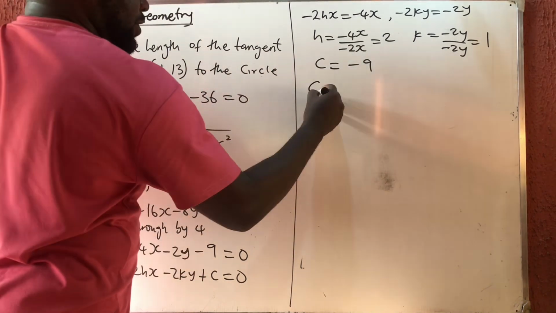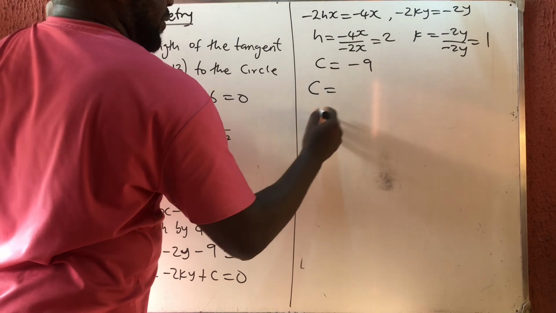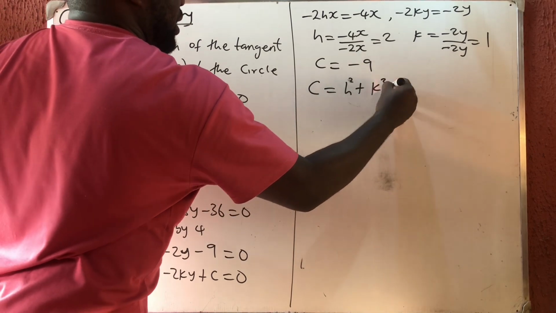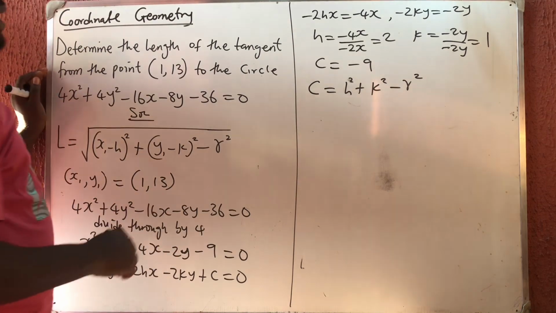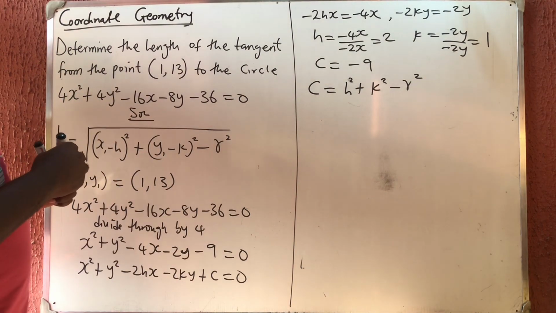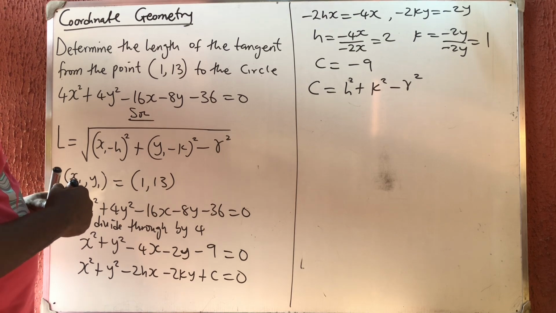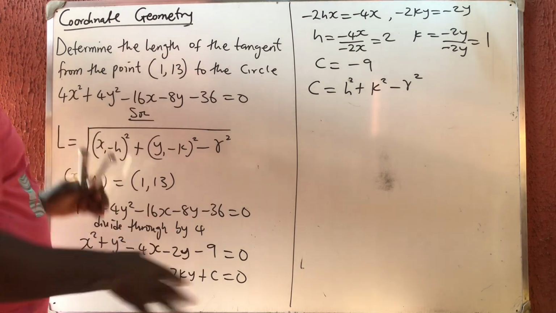But the formula for c is given by h squared plus k squared minus r squared. That's the formula for c. You can watch my video on equation of a circle. The link is on the description. Circle geometry in general.